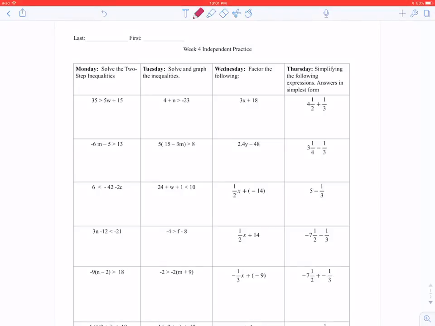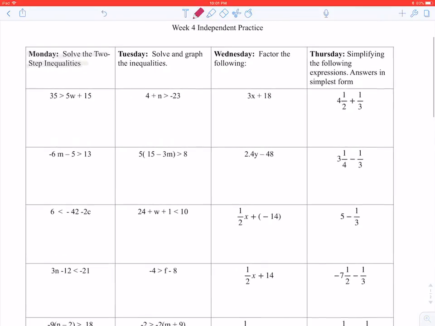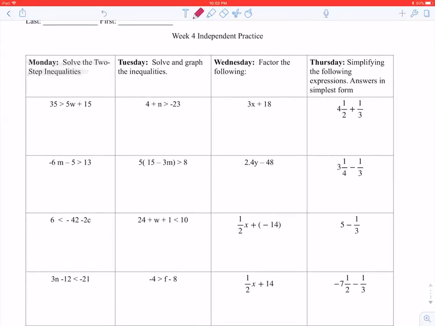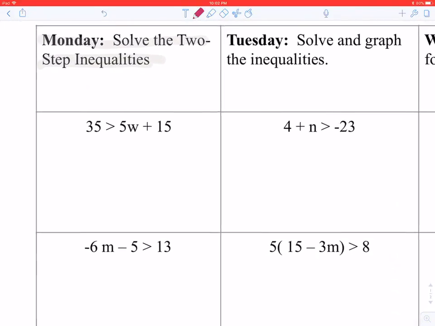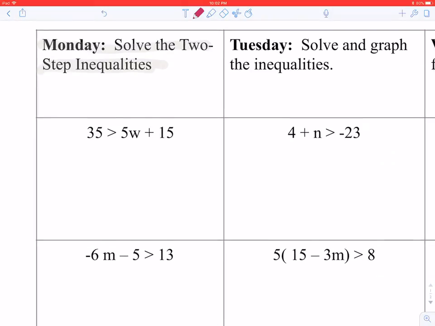In this video, we're going to be going over the week 4 independent practice for the Monday column, which asks that we solve the two-step inequality. So we don't have to graph the inequalities or anything, we just need to solve them out. And in order to solve two-step inequalities, I recommend that they're done in a certain order, and that is to do the addition subtraction part first and then your multiplication division part.